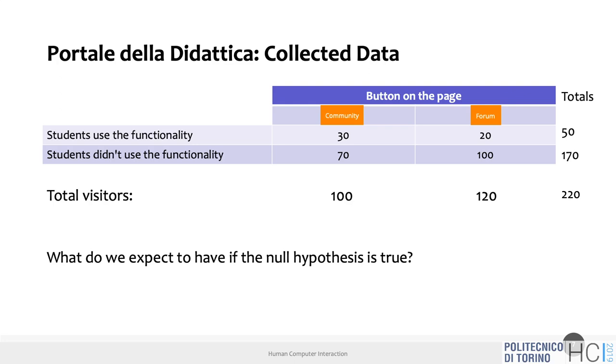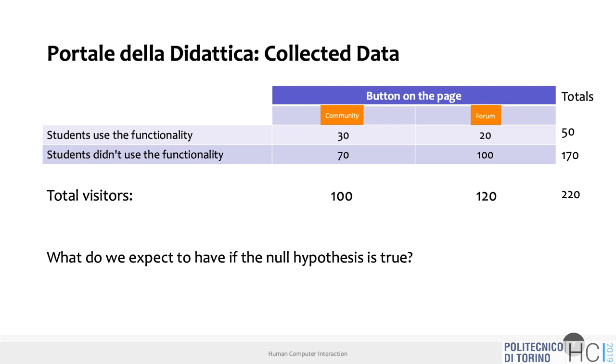So this is the distribution, let's say the proportion, of our population. Students that use the functionality, whatever it's called, forum or community, are 50, and the others are 170, the total is 220. So overall, we conducted an experiment with 220 people, or visitors, or sessions, depending on what you're measuring, split in this way. So we know from the coin experiment and from the chi-square formula that we should have an observed measure, that is this one, something that we measured, the number of clicks, and the expected, the theoretical result.